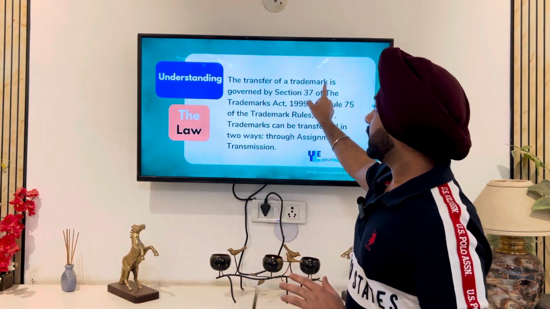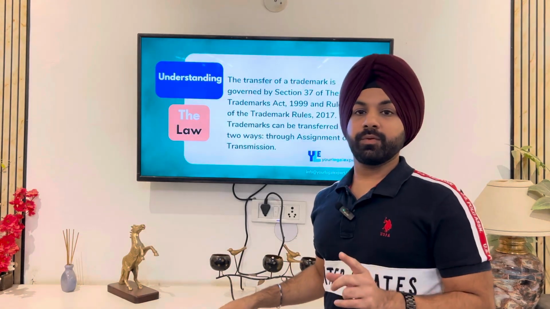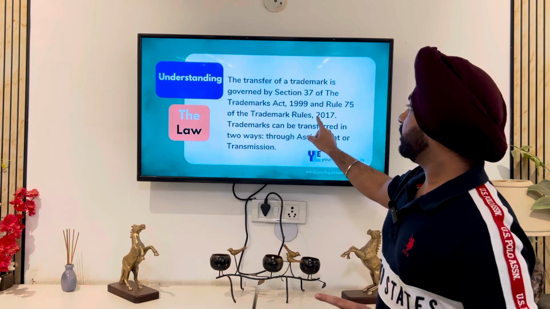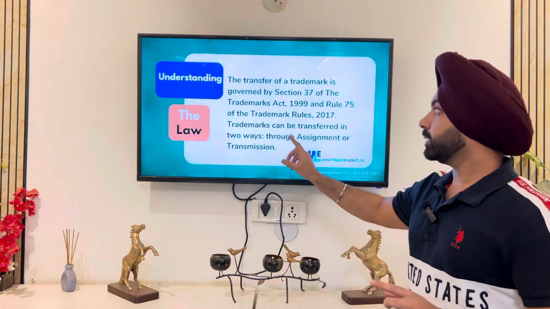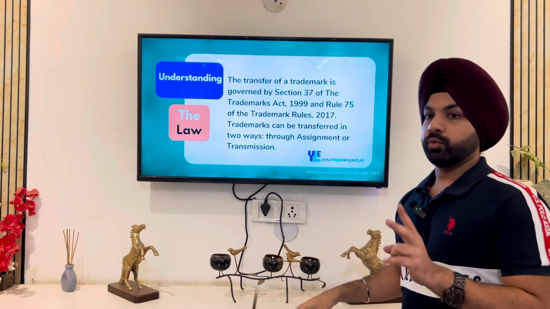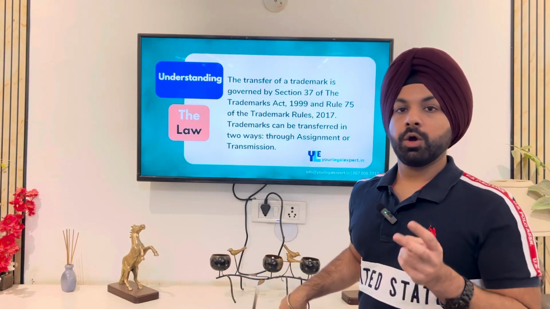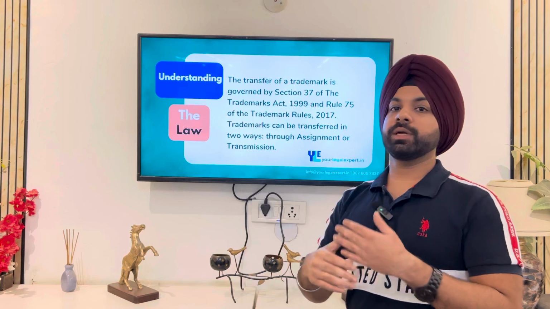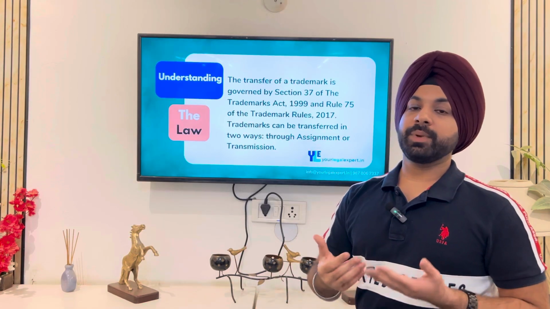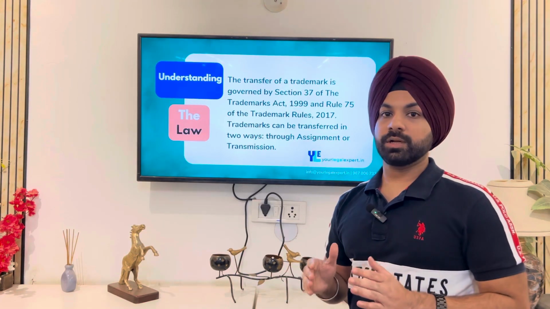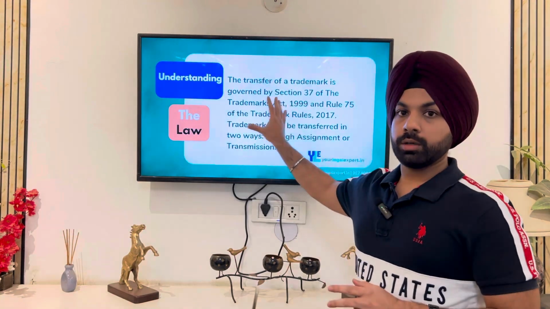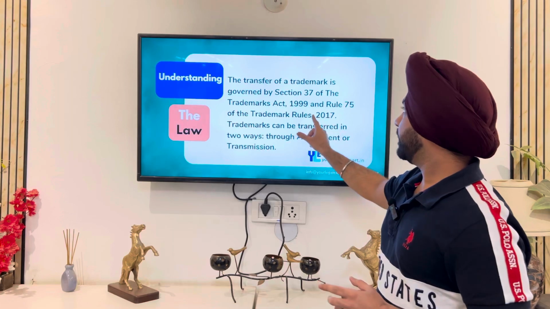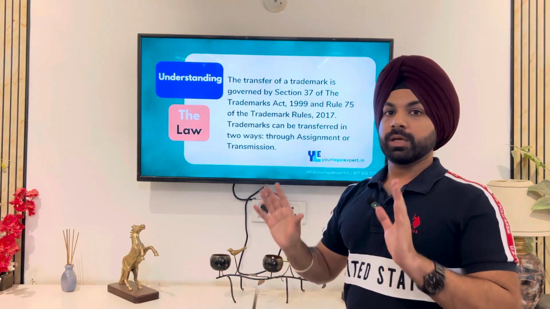The trademark transfer is governed by section 37 of the Trademarks Act 1999 and rule 75 of the Trademarks Rules 2017. So a trademark can be transferred in two ways, that is through assignment or through transmission. Transmission means moving down through inheritance, and assignment means you are transferring it yourself. So this was all about the law governed by section 37 of the Trademarks Act and rule 75 of the Trademarks Rules 2017. So law is clear.